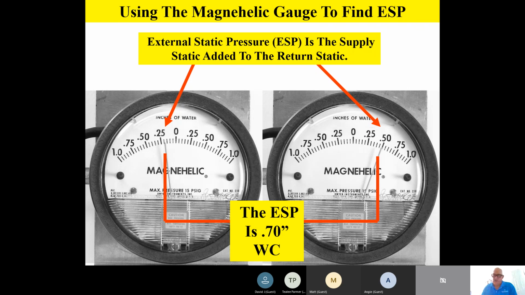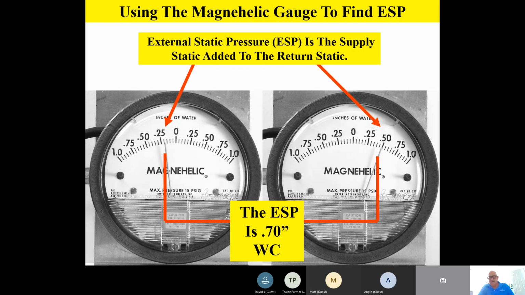So it's very, very easy to do, and we recommend that whenever you commission a unit or you're troubleshooting a unit, take that airflow so you know how much airflow you're moving across that coil and across those heat exchangers and so on. So we're going to do some examples together.